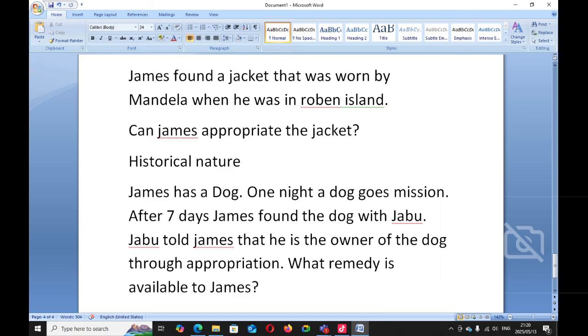I think it's the revindication, to claim the rightful ownership. Reason being the dog was not abandoned, but was lost. So reunification will take place. So you think the remedy is a revindication? Yeah, it is, Mr. Miller. Because the dog was not abandoned, but it was lost. So Mr. James can claim his dog.